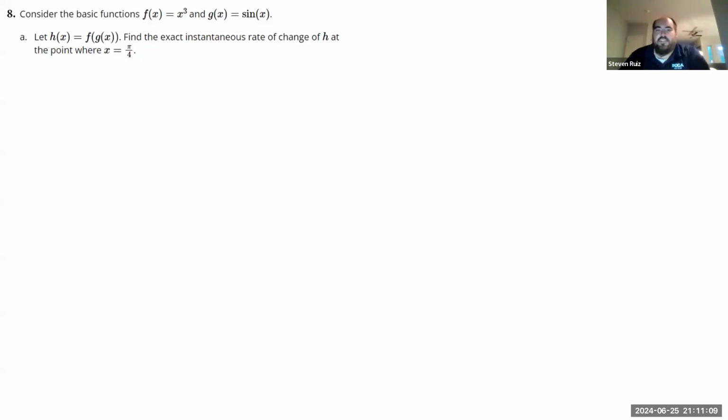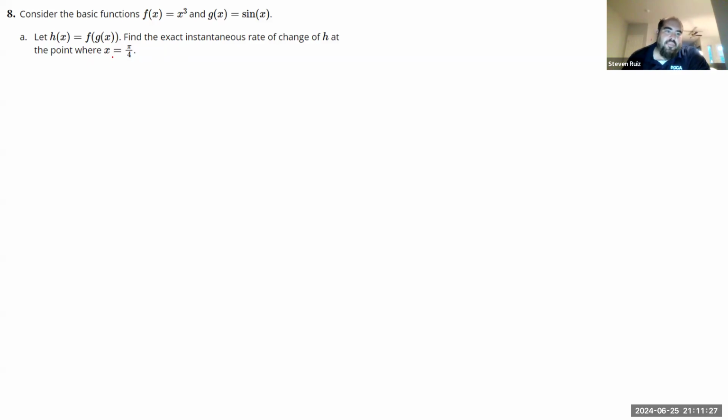All right, let's go over exercise 8. This is from section 2.5, talking about the chain rule. So we have these two functions, f and g. We're composing g inside of f, and we want to look at the derivative of that composite function.